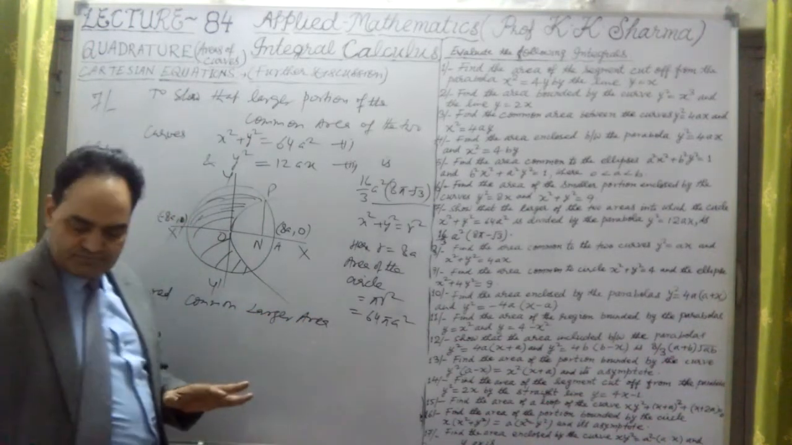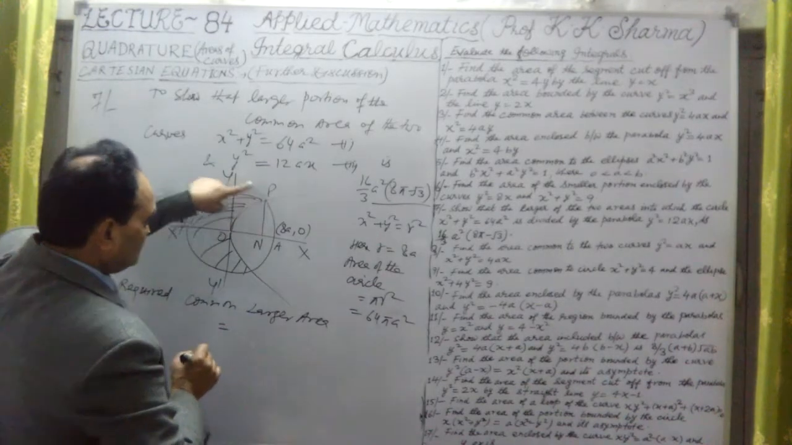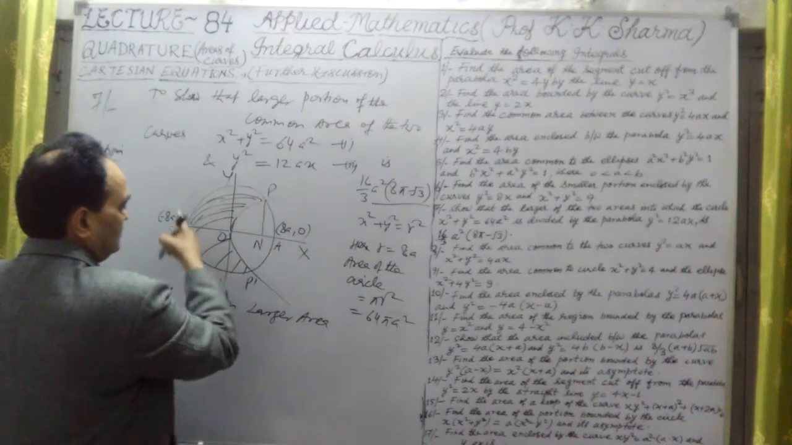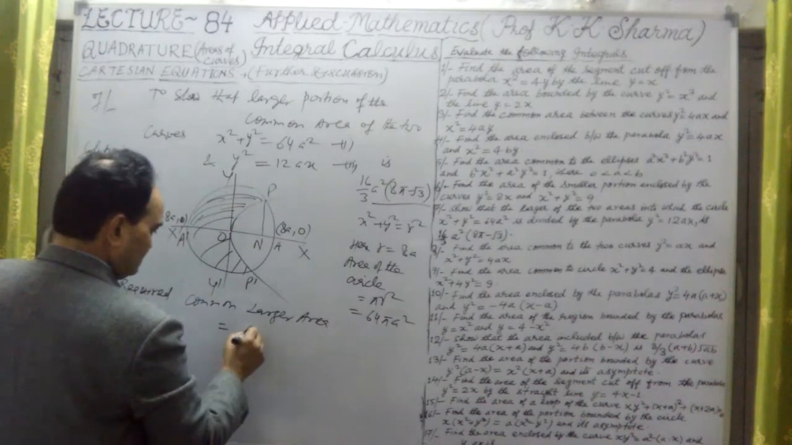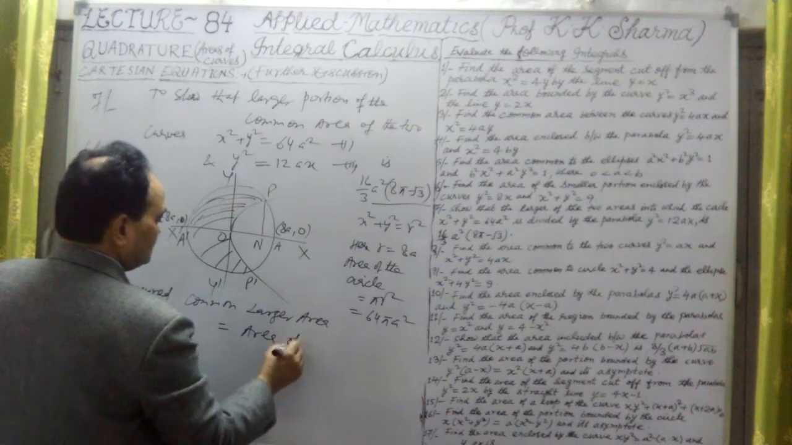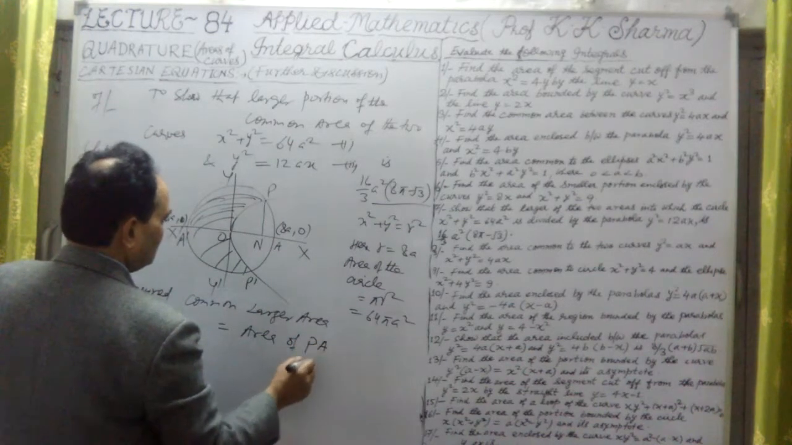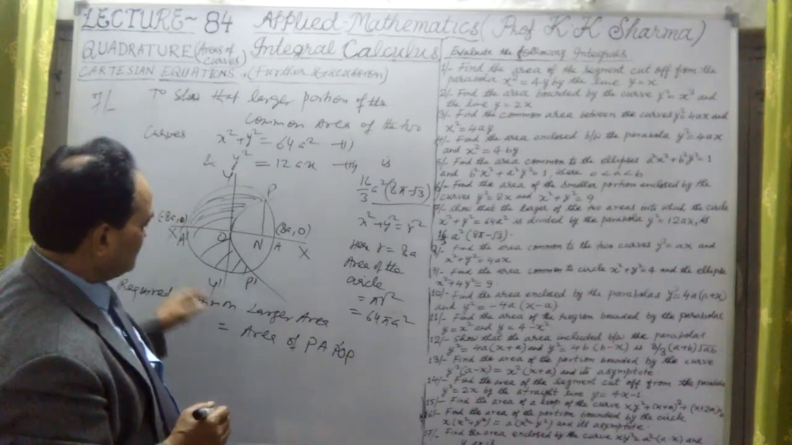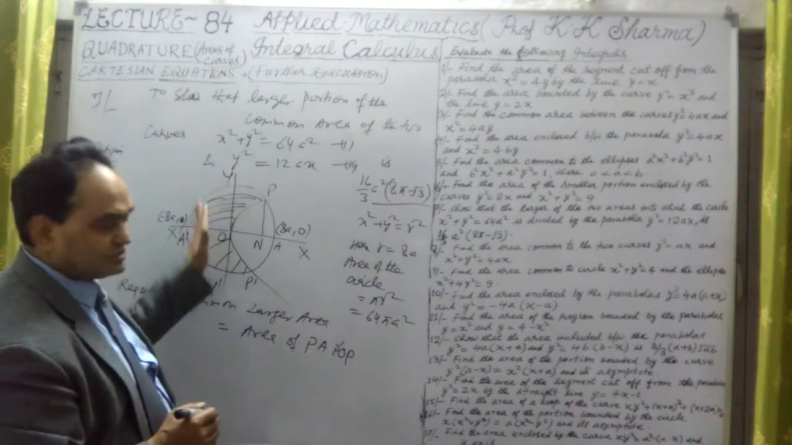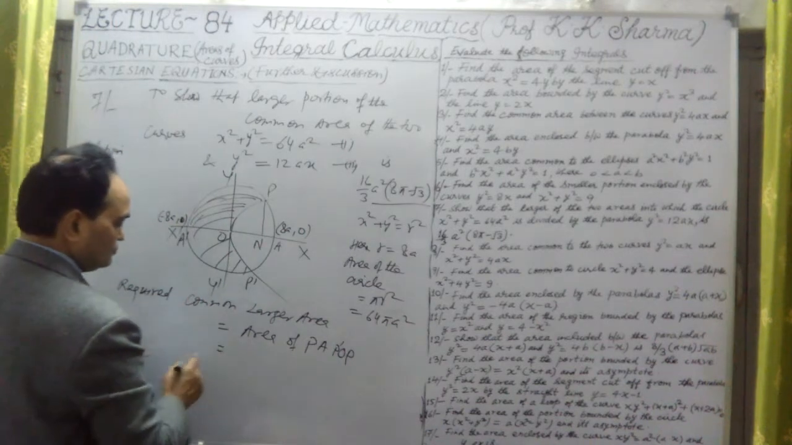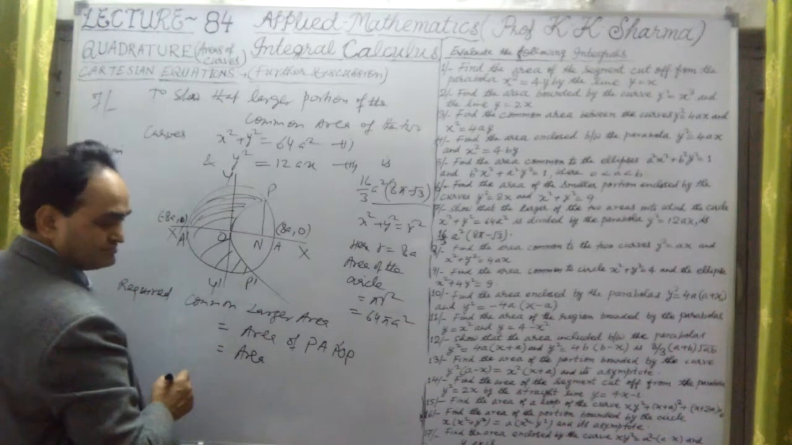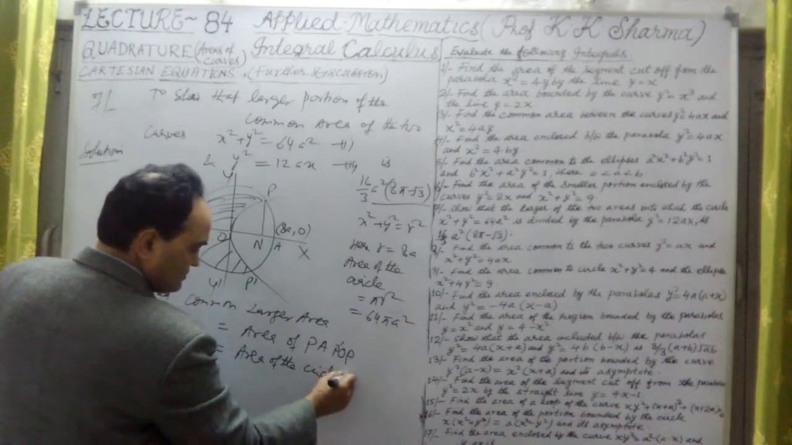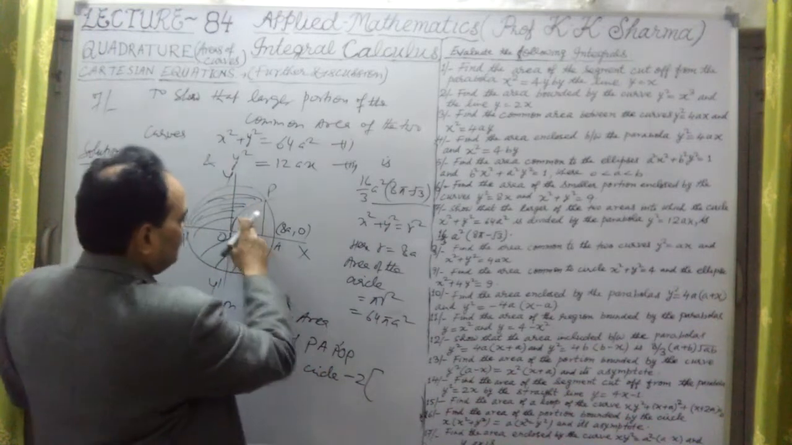The larger portion of the area is equal to, this is the larger portion, this is P dash, let me take, here it is A dash, okay. So P A dash P O P. This is the area of P A dash P dash O P. This shaded portion is the larger area we have to find out. But this is equal to the area of the circle minus twice the area of this portion.